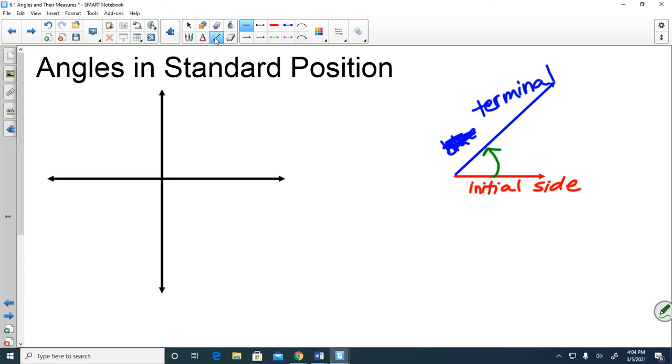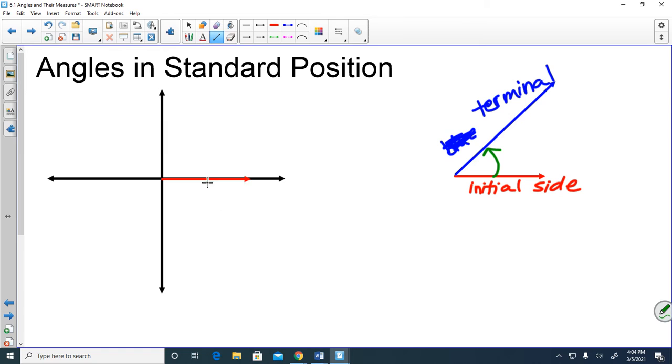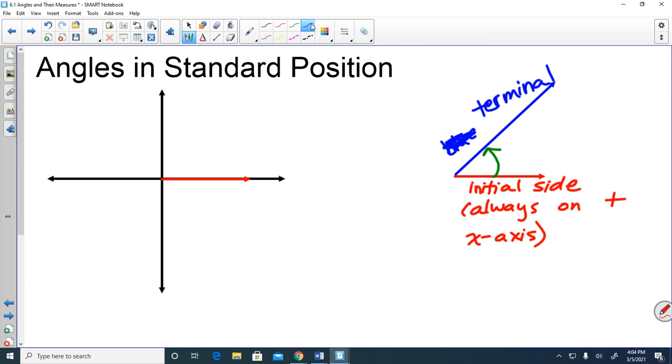So when I draw an angle in standard position, I'm going to keep the initial side red, put the initial side on the positive x-axis. The initial side is always on the positive x-axis. Okay? The terminal side, I need a blue one, there we go. Terminal side starts here, but then I open the angle as far as I want to form the angle. So if I were to stop here, I would indicate the direction that I'm opening the angle, and then I would give the measurement.